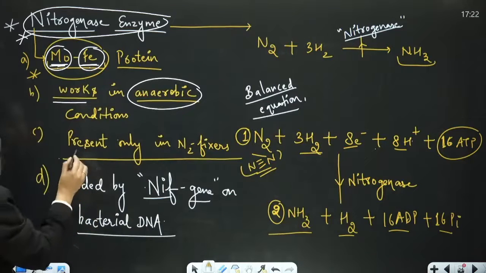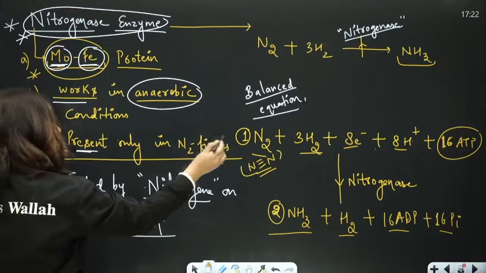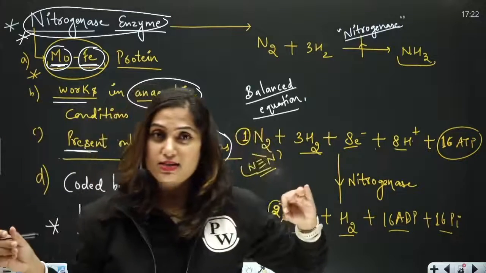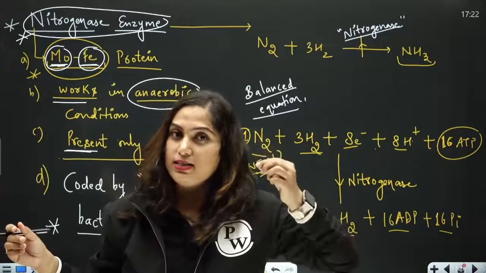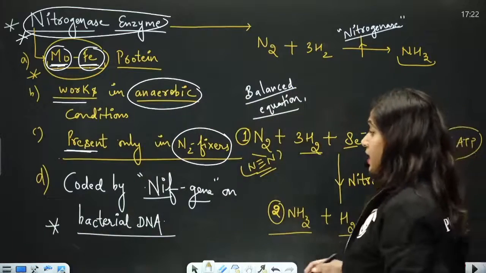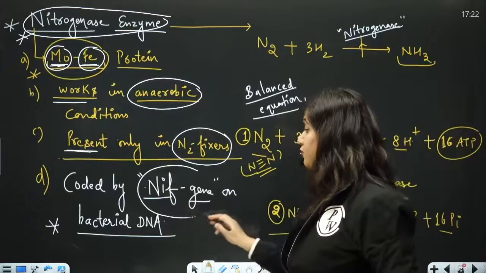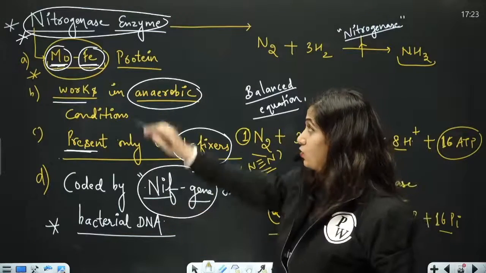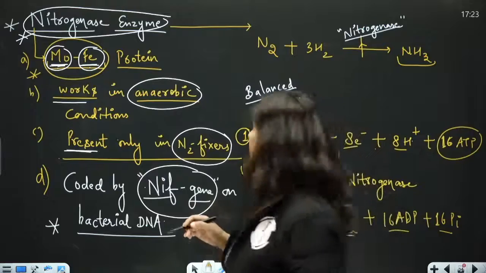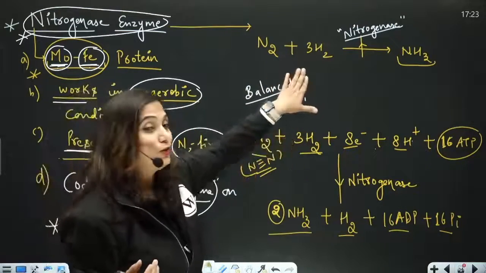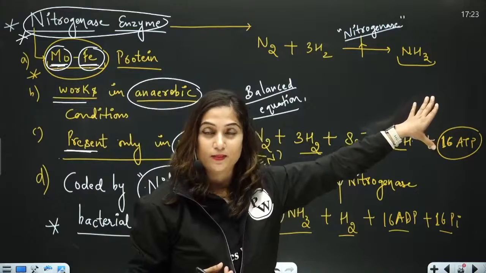And this enzyme is only present in nitrogen fixers. On Earth, this enzyme is only present in some bacteria which are nitrogen fixers. And it is coded by the NIF gene. The NIF gene present on bacterial DNA codes for this particular enzyme. And what is the function of this enzyme? To fix N2 to form ammonia, right?